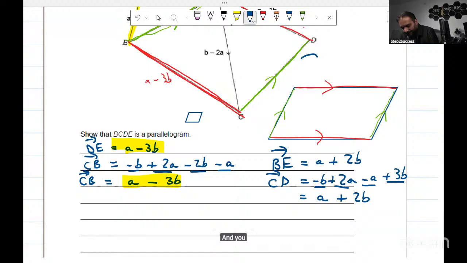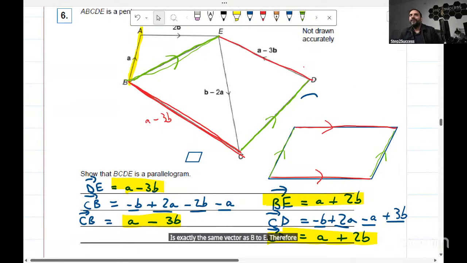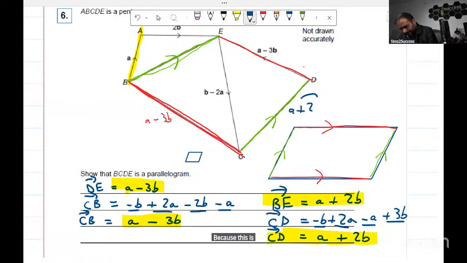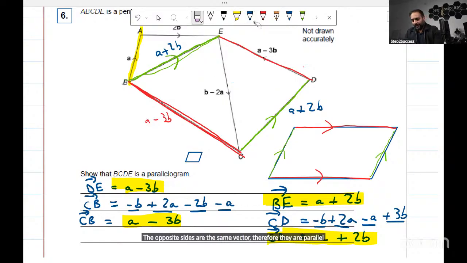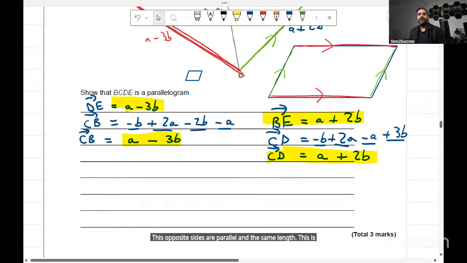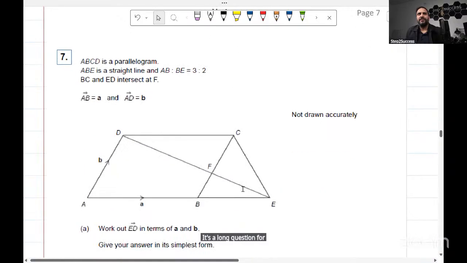And you have shown that C to D is exactly the same vector as B to E. Therefore, this is a parallelogram because this is A plus 2B and this is A plus 2B. The opposite sides are the same vector, therefore they are parallel and the same length. These opposite sides are parallel and the same length. This is a parallelogram. It's a long question for 3 marks, but you know.